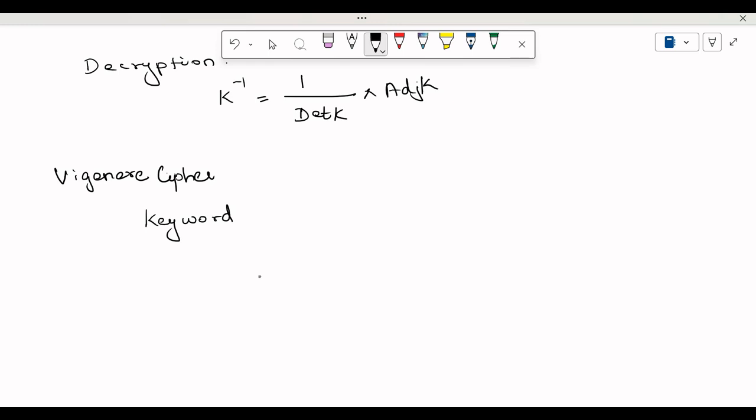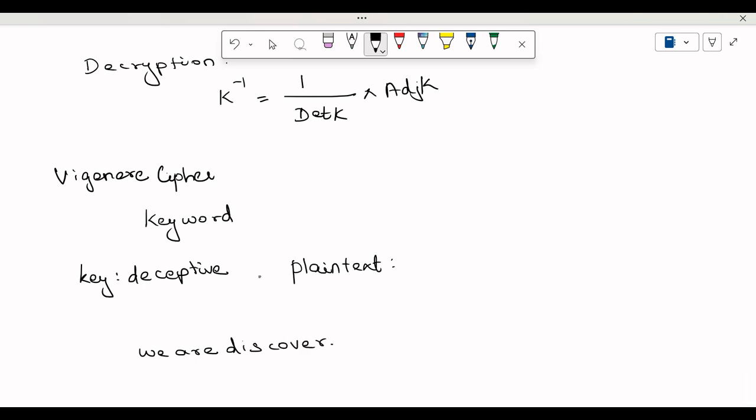Okay. So let us start with an example. Let us take the keyword as deceptive. Deceptive is the key, and the plain text, what I am going to consider is, we are discovered. We are discovered is the plain text.